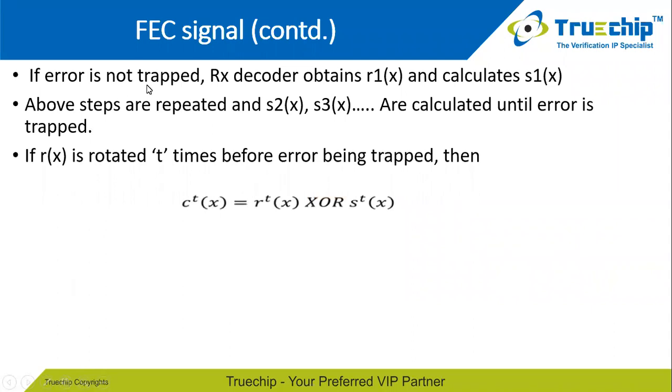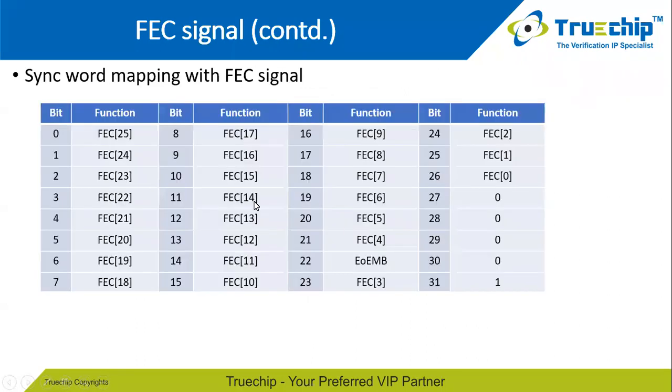If the error is not trapped, then the received code word RX is rotated one bit to the right to obtain R1X, and the syndrome for R1X, which is S1X, is calculated. The above steps are repeated until the error gets trapped. If the received code word is rotated t times before the error is trapped, then the corrected code word is RtX XORing with StX. So moving on to the next slide, the sync word mapping with FEC signal is as shown.